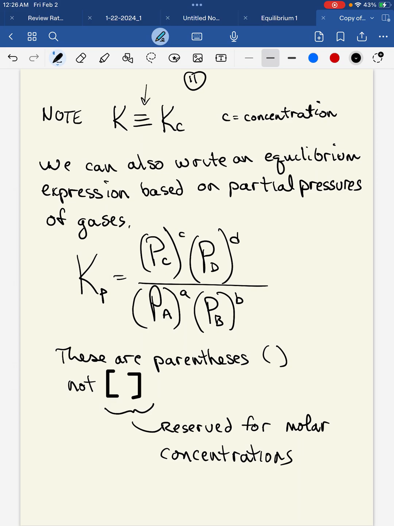I believe we've talked about this symbol before. An equal sign with 3 lines means they are identically equal to each other. So when we use just a K, we actually mean K for concentration units. So Kc, sometimes you'll see a Kc, generally just K. We could write the equilibrium expression based on the partial pressures of the gases, in which case, instead of using the square brackets for concentration, moles per liter, we use just regular parentheses, and we use the capital P for the pressures.